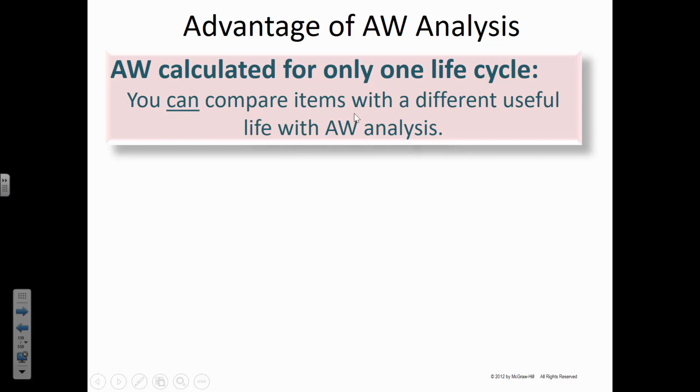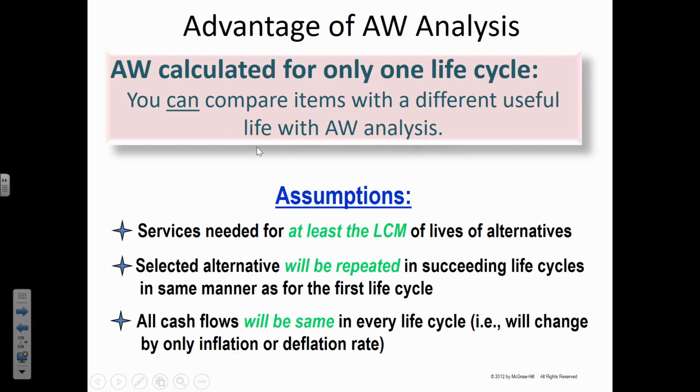So you can compare items with a different useful life when you do annual worth analysis. Even though you're only calculating it for a single cycle, the annual worth analysis method automatically assumes that the LCM is going to be applied. So if you've got something that's 6 years and something that's 8 years, when you use LCM analysis, you're assuming that those could be repeated enough times that they eventually terminate in the same number of years. So therefore, you're assuming that it will be repeated and that the cash flow amounts are the same in subsequent cycles.